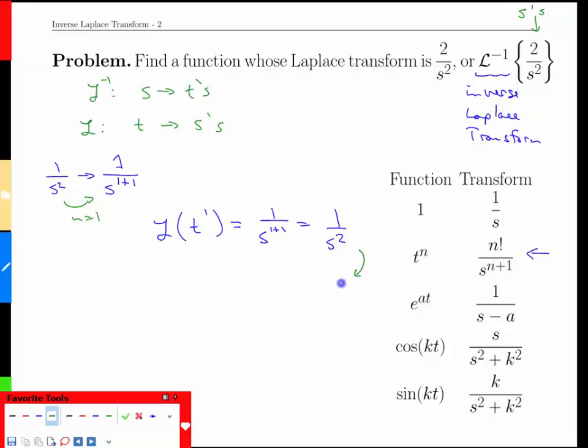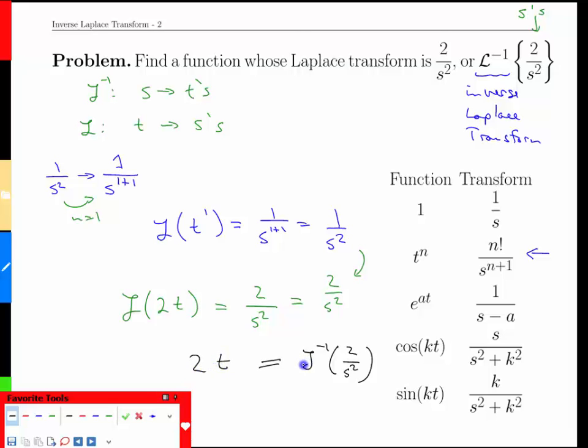Well, what do we have? We have 2 over s squared. Well, how would we achieve that? Well, the only thing missing is that 2 multiplier. So if we had the transform of 2 times t, we would end up with 2 over s squared, and that would be what we're looking for. Then all we do is change the order here and say I'm interested in the inverse of the 2 over s squared, and that equals the 2t by itself. So if I took the Laplace transform of 2t, I would end up with 2 over s squared. So the inverse transform of 2 over s squared is 2t.